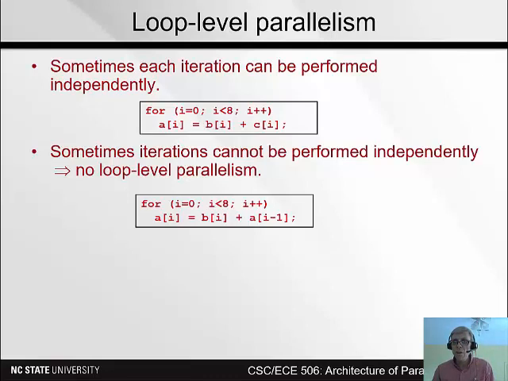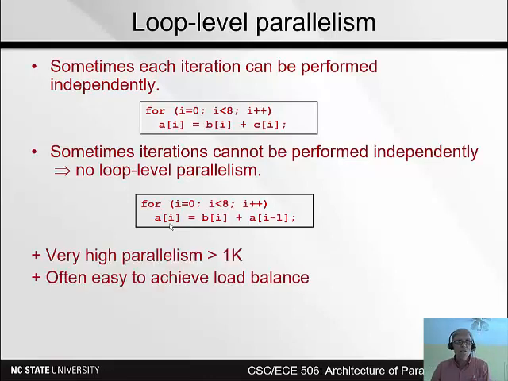Sometimes iterations, though, cannot be performed independently because there's no loop level parallelism. So you see here, you're taking a sub i minus 1 and adding it into the new sum of a sub i. And so if you didn't already have a sub i minus 1 computed, you couldn't start computing a sub i, so you've got a loop dependency there, and that limits the amount of parallelism you can get.